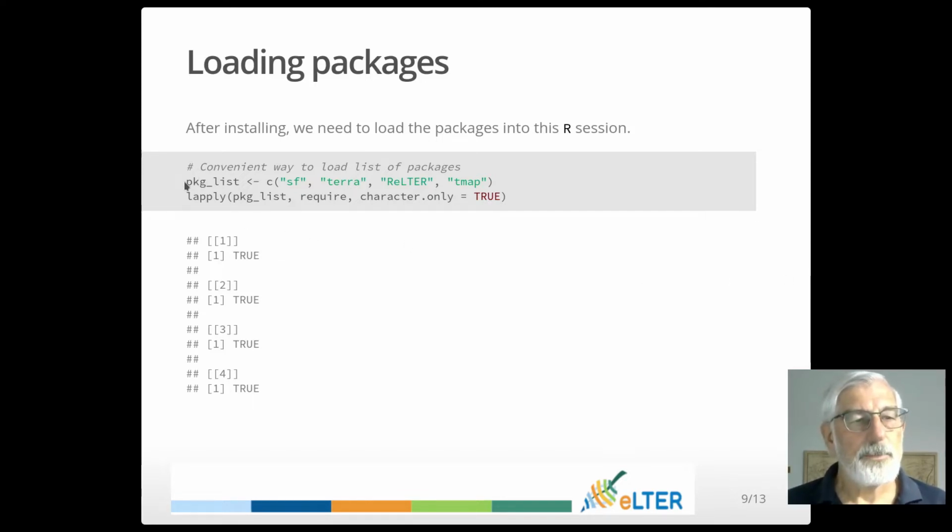First, you prepare a list of the packages that you need, like so, package list. And then you can use one of the apply family of functions. For example, here, lapply. You pass it the package list and a function to run on each of the items in the list. So in this case, require loads the packages one after another. When it returns true, that means the package is loaded successfully.